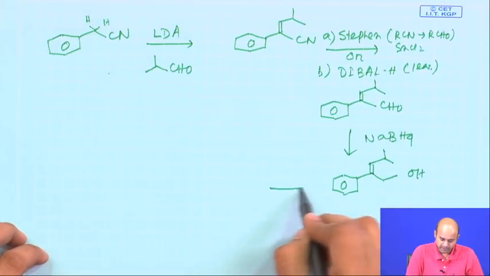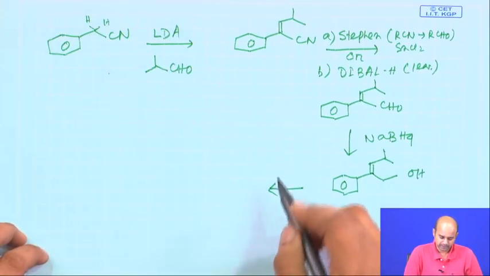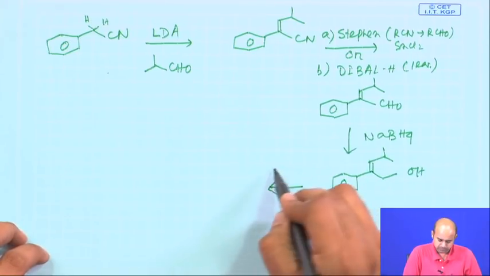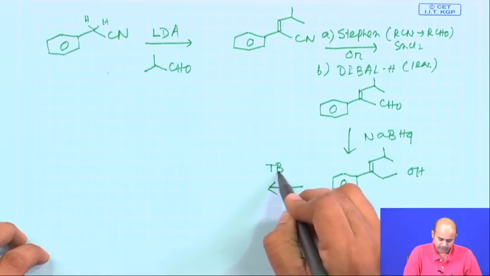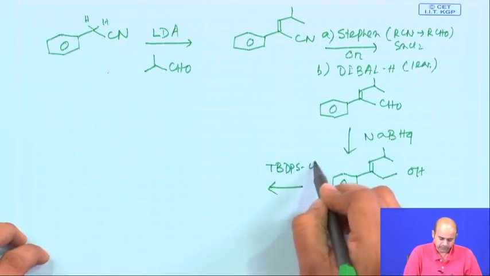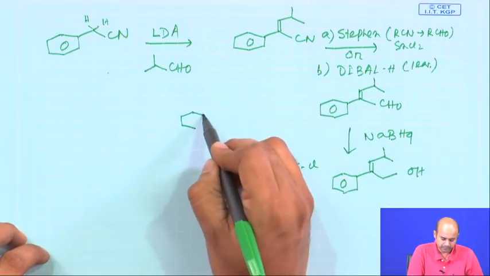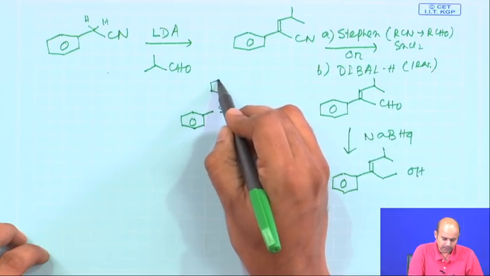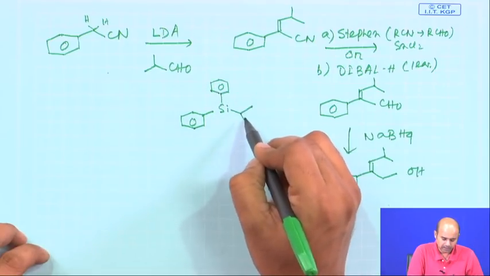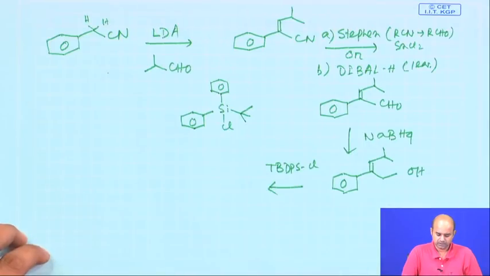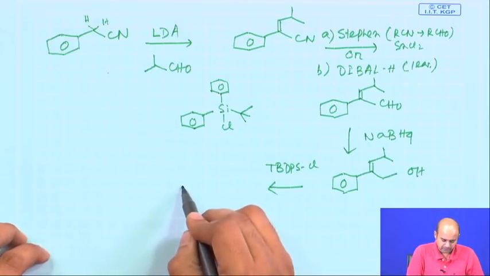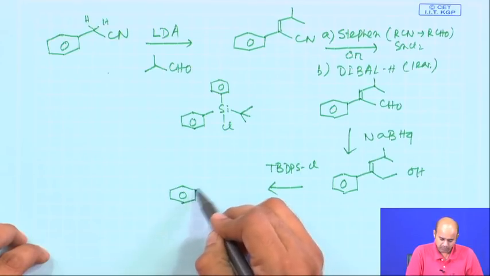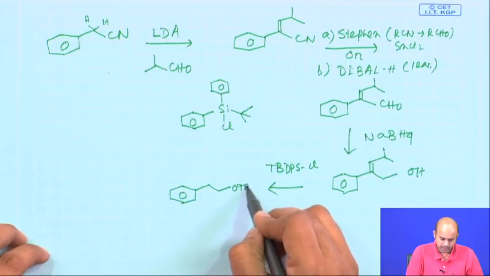Okay. Then these allylic alcohols need to be protected. Normally you can use any protecting group, but I am giving you a protecting group whose name is TBDPSCl. The structure of TBDPSCl is tertiary butyl diphenyl silyl chloride. So, basically the oxygen will be replaced by this silyl ether, and you will have this OTBDPS.